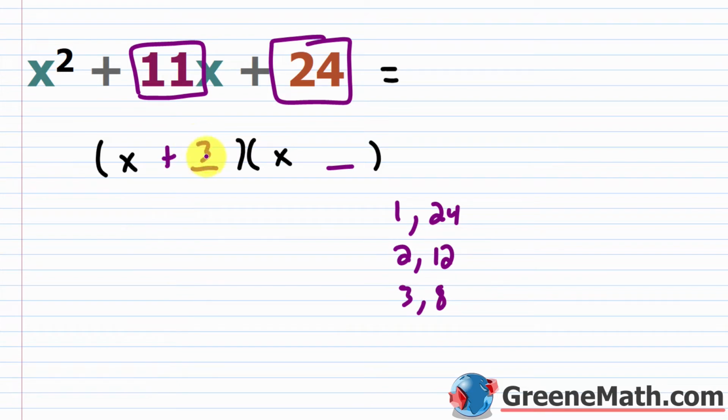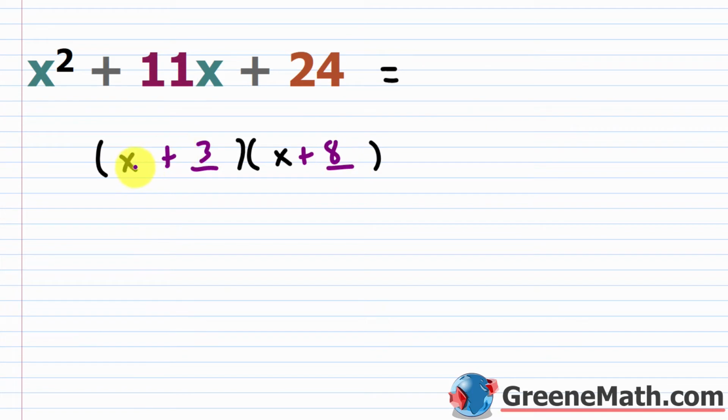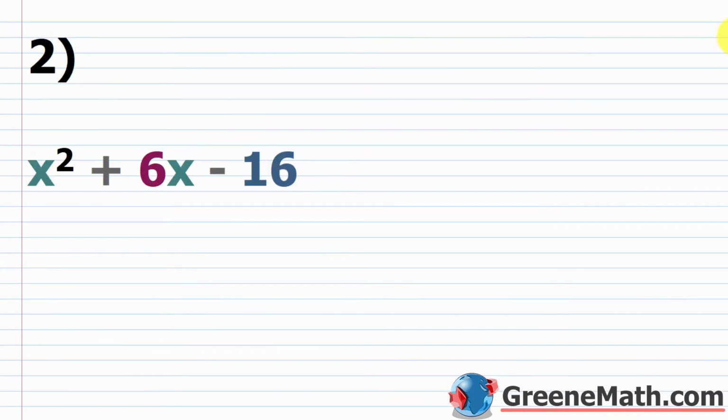So you could put plus 3 here and plus 8 here, or you could switch the order. You could put plus 8 there and plus 3 there. It doesn't matter. The order that you multiply does not matter. So our answer here would be that we can factor this into the quantity x plus 3 times the quantity x plus 8. Okay, let's look at problem number 2.